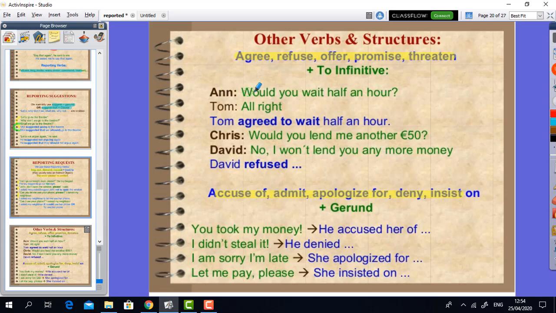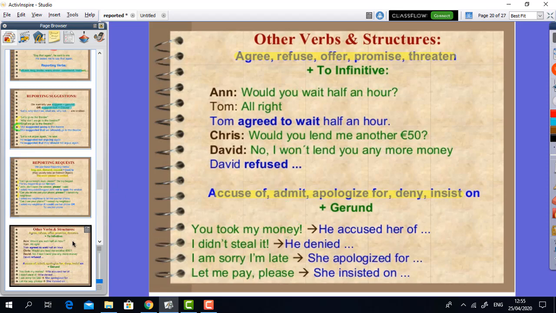Let's take an example. Anne said, "Would you wait half an hour?" Tom replied, "All right." So Tom agreed to wait half an hour. "Chris, would you lend me another 50 euros?" David: "No, I won't lend you any more money." So David refused to lend me any more money. Another example, "You took my money." He accused her of taking her money.